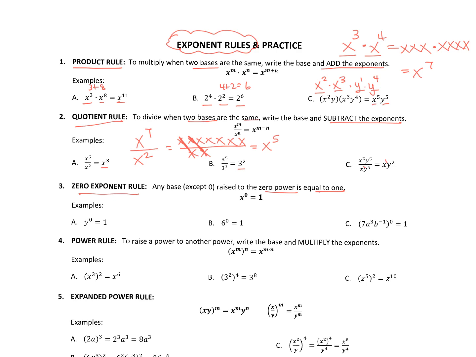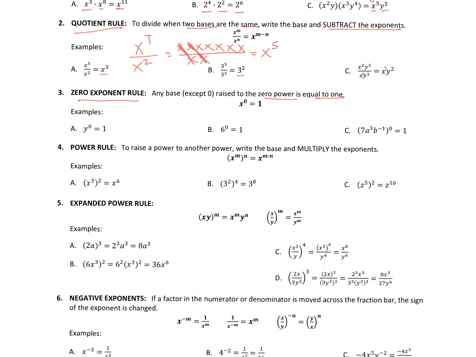The power rule we've talked about in class. This is an exponent to another exponent. We get to multiply those exponents. So let's look at A. If I have x cubed times itself twice, that's what x cubed squared means. This now becomes a like base problem where I'm going to add my exponents and get x to the 6th. So this is why my shortcut to multiply my exponents works. I really have x times itself 6 times. That's going to make it x to the 6th.